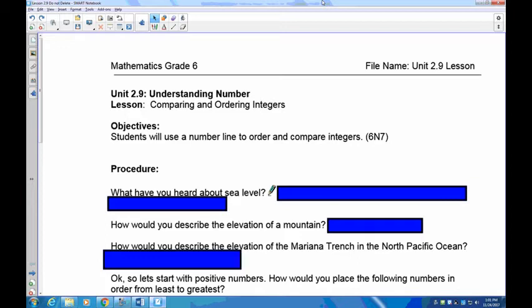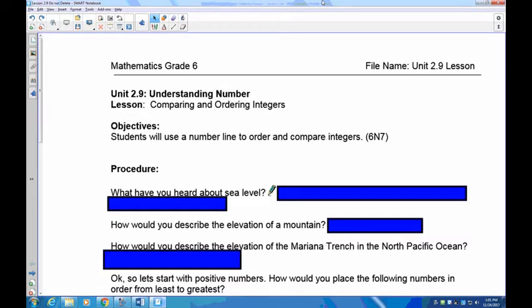Well, welcome to the last lesson in our integer unit, or in chapter 2. In this last lesson, we're going to compare and order integers. So what I want you to be able to do is put integers in order from the smallest number to the largest number. And we can use number lines to do this, and also the concepts of positive and negatives.